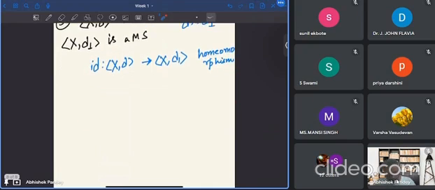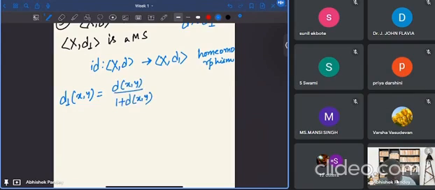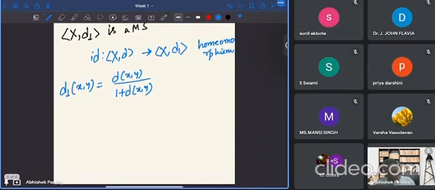Okay, so let us take d1. Let us define d1 of x comma y as d of x comma y divided by 1 plus d of x comma y. Now the question is whether d is equivalent to d1. Okay, so this is the question.